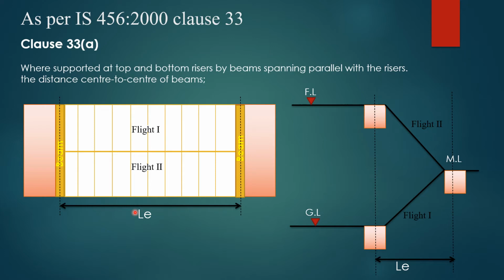Let us see this in the elevation view. This one is the ground floor, first floor, and the mid landing. As per the clause, it is supported at the top and the bottom riser by a beam. Here the top riser and the bottom riser are supported by a beam spanning parallel with the risers, and the distance center to center of the beam gives the effective length of the staircase. Here the center to center distance of the beam plus the going gives the effective length of the staircase. This is actually clause 33A.